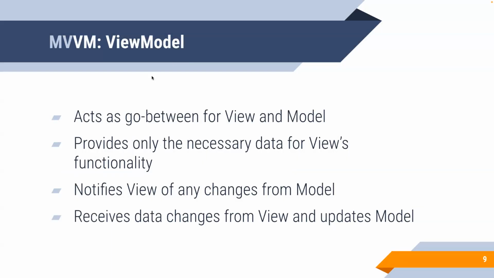And then the view model. It's the mediator between the view and the model, as we saw in the diagram. It provides only the necessary data, and then it notifies the view of anything that changes from the model. So maybe in Eatery again, we weren't able to pull all the eateries at first, but now the model has all the eateries. It's going to tell the view model, and then the view model is going to tell the view, okay, we have new eateries for you to load in and display. And that's how information is going to flow. And in the other direction, it also receives data changes from the view, and that's how the model is updated. So any communication between the view and the model is going to go through the view model.